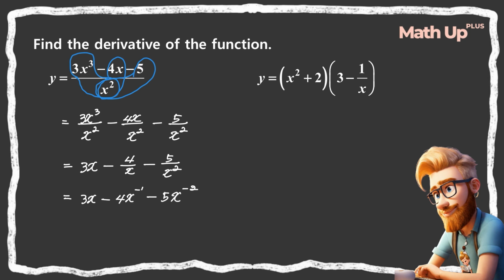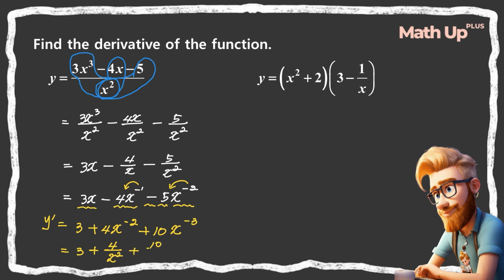of negative 2. So the derivative y prime is equal to the derivative of 3x, that's a 3, minus 4 times x to the negative 1, apply the power rule, right? So negative 1 times 4, that's going to be positive 4x to the negative 2, minus here 5, apply the power rule here, negative 2 times 5, but we have a minus, so plus 10x, subtract 1 from negative 2, negative 3. So finally, this is equal to 3 plus 4 over x squared plus 10 over x cubed.